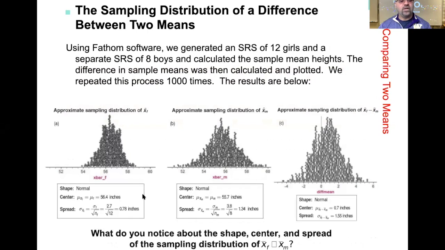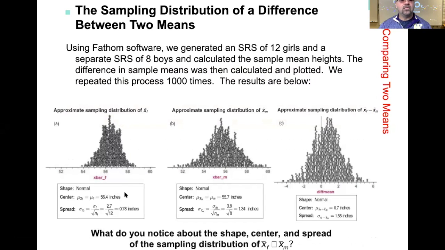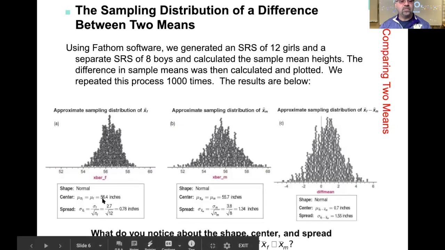This is showing the heights of... oh, wait a minute, that's right. These are not adults. These are younger. So they're looking at, for girls, the distribution is this first one, A. You can see the center is equal to the population mean. But our spread is the population standard deviation divided by the square root of 12.